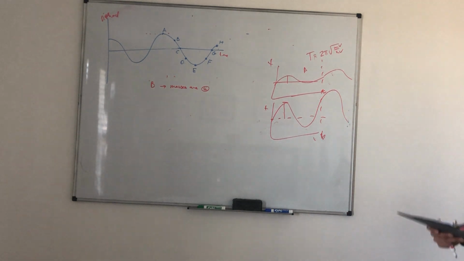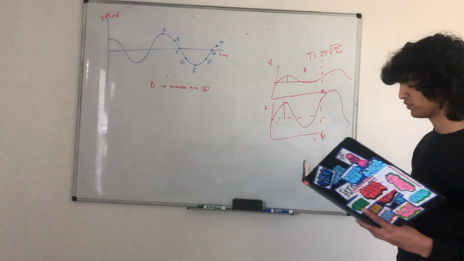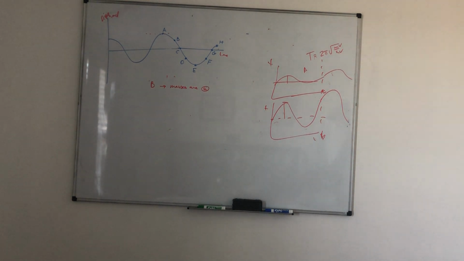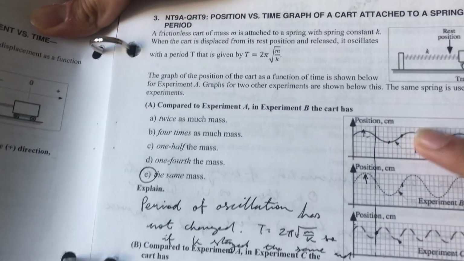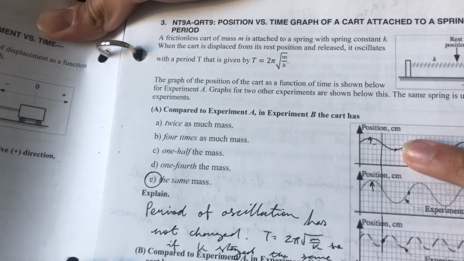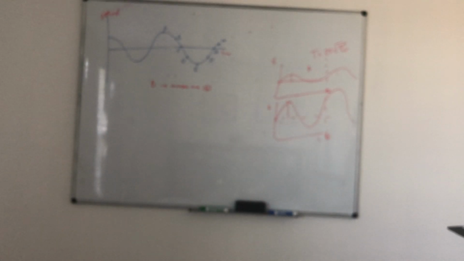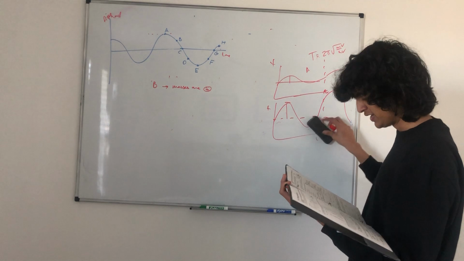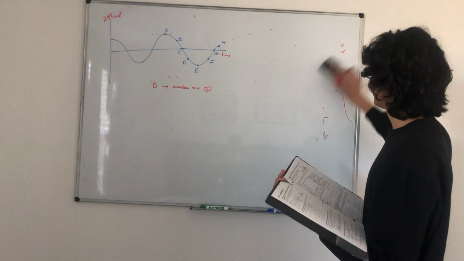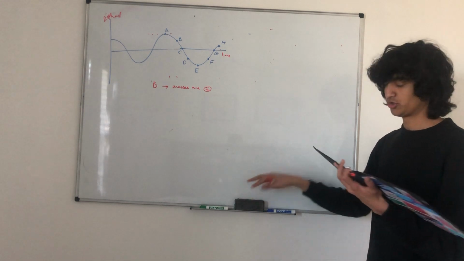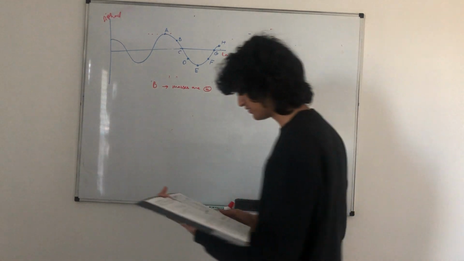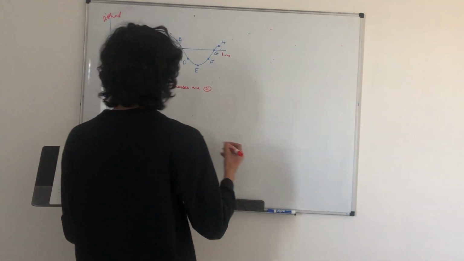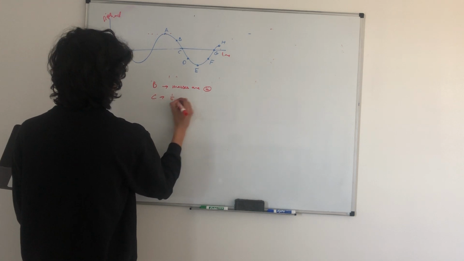For experiment C, if you take a look at the graph, you can see this was the period originally, sort of here-ish. But for experiment C, it's half of that. The period got halved. So what happened to the mass? Well, we know the mass is going to decrease for sure. Less mass means more acceleration, so it takes less time to go the distance. But specifically, it's going to be 1/4 the mass. So for C, 1/4 the mass.